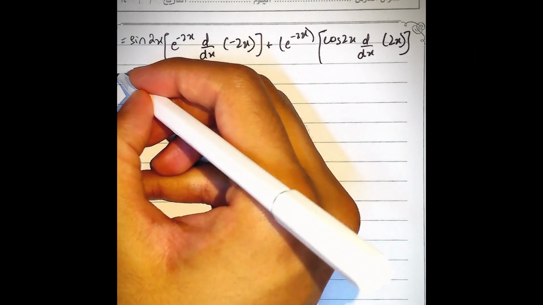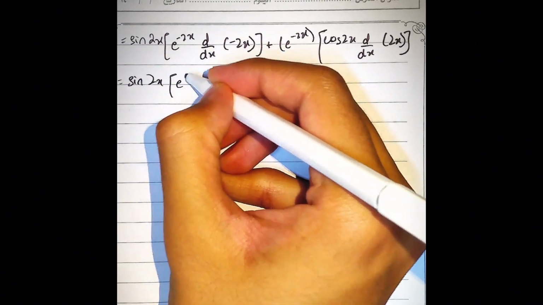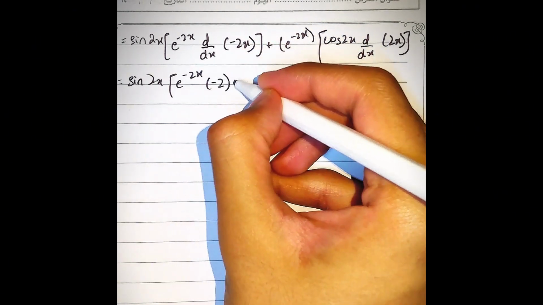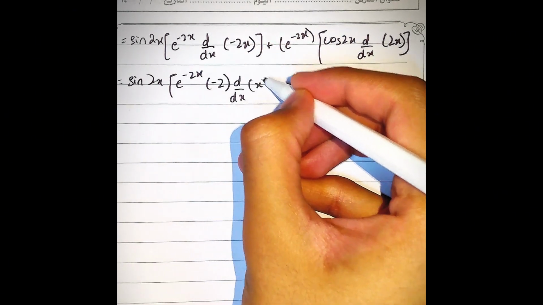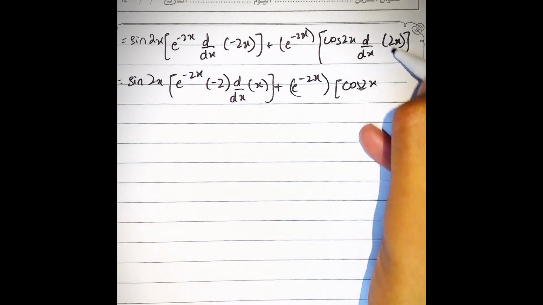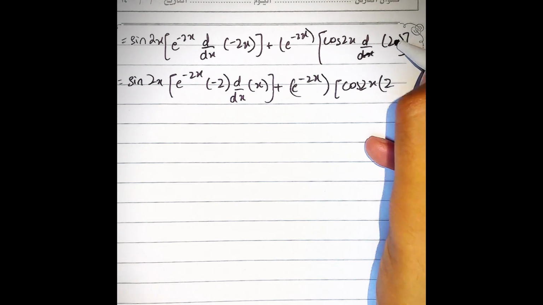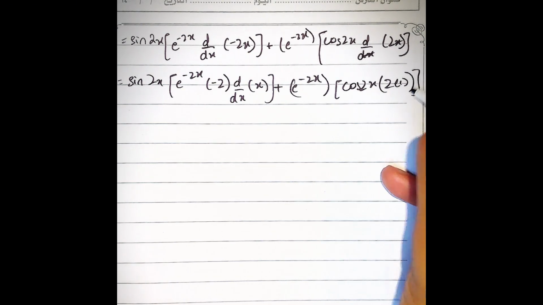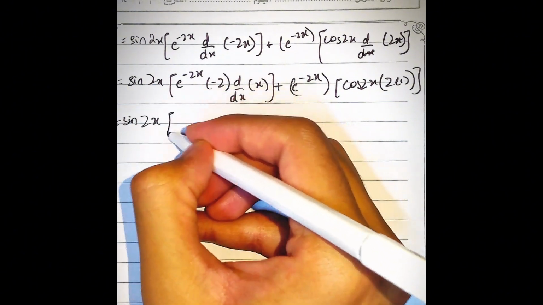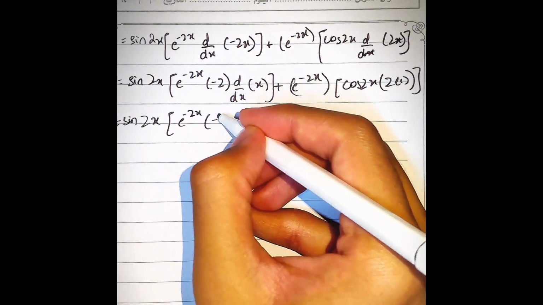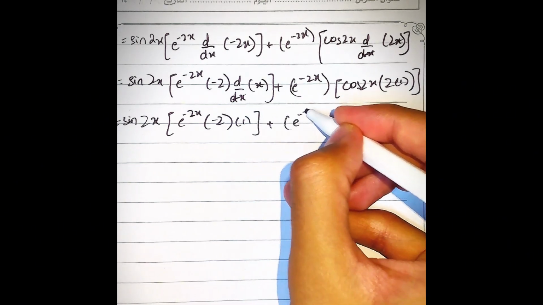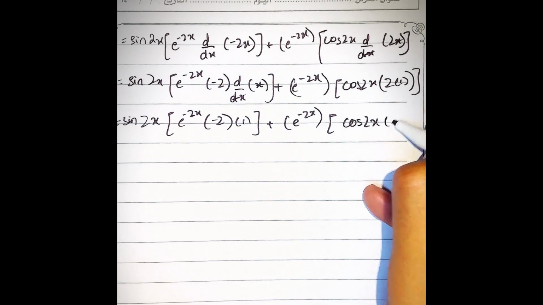Okay, so let's continue. sin 2x, e^(-2x). Negative 2 is a constant, so let me separate it, and then d/dx of x, plus e^(-2x). Over here we have cos 2x, and the 2 will be separated and dx will be cancelled by the x right over here, so we are left with 1. Then sin 2x, e^(-2x), the -2, and d/dx of x gives 1, plus e^(-2x) cos 2x along with the 2.